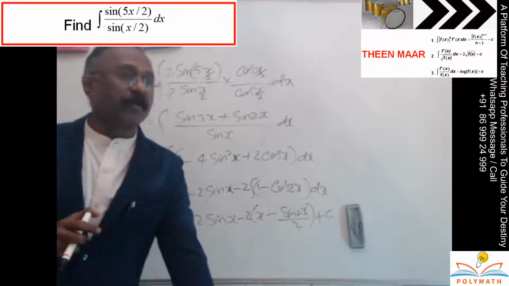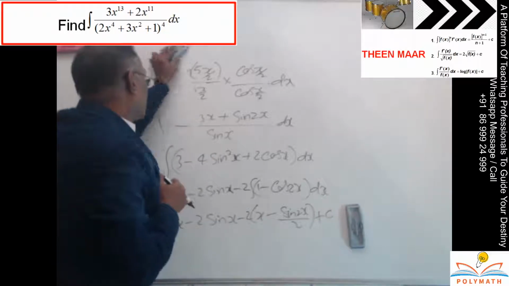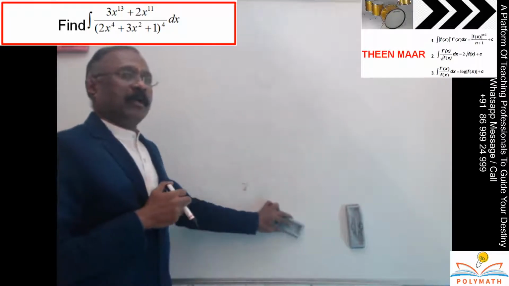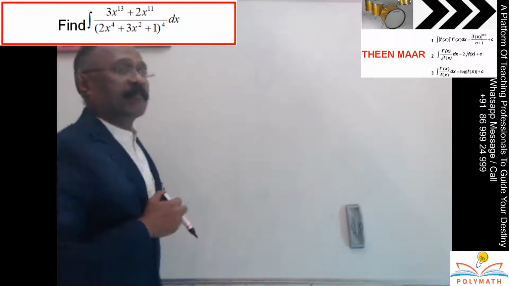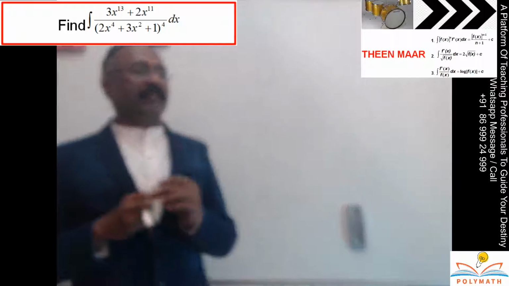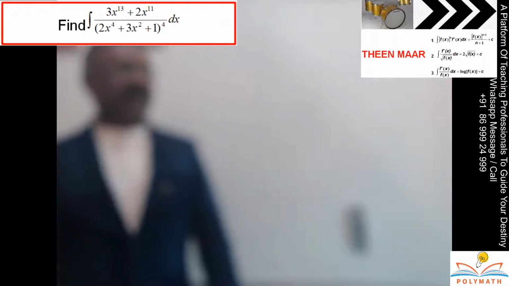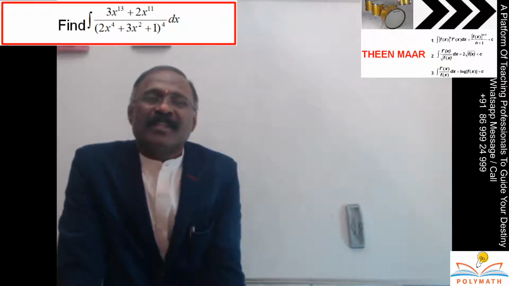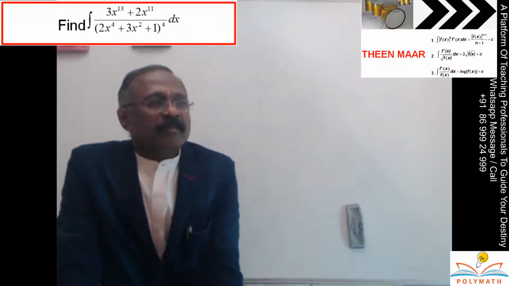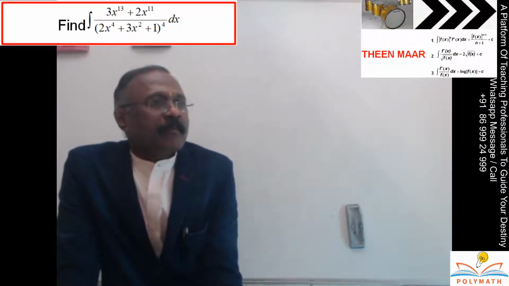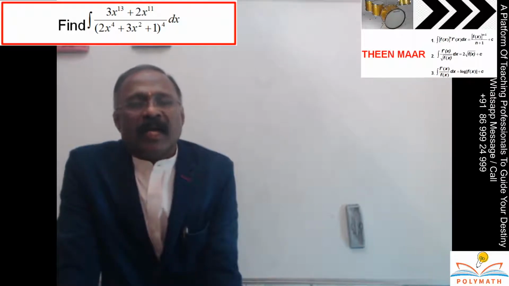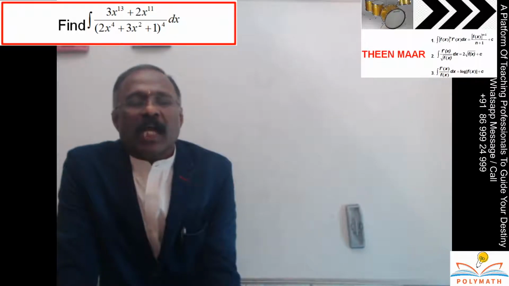Let us see the next problem. It is also a latest previous question. What is it? Just observe. It is the integral of 3x power 13 plus 2x power 11 divided by 2x power 4 plus 3x square plus 1, whole power 4. If you see the denominator, is there any relation to make it to the Maar form? Yes, you can. How? Let us take x power 4 common in the denominator. Just listen and do mind calculation first. That is very important.